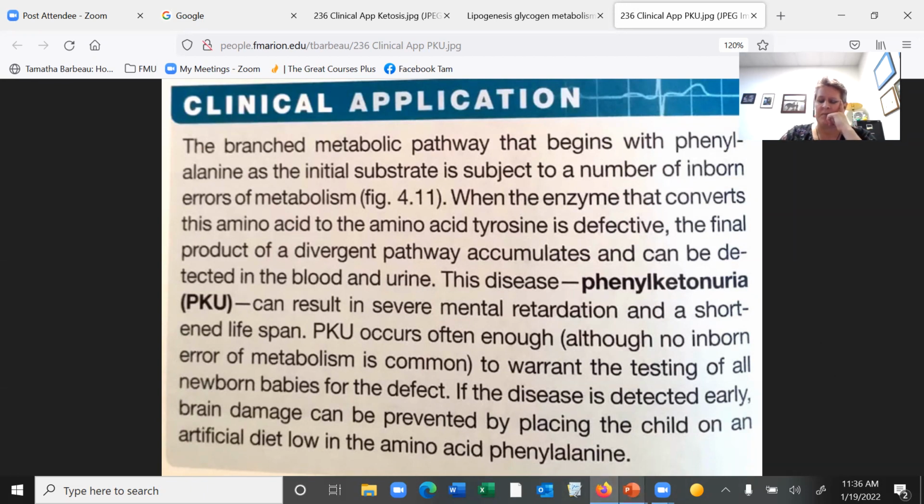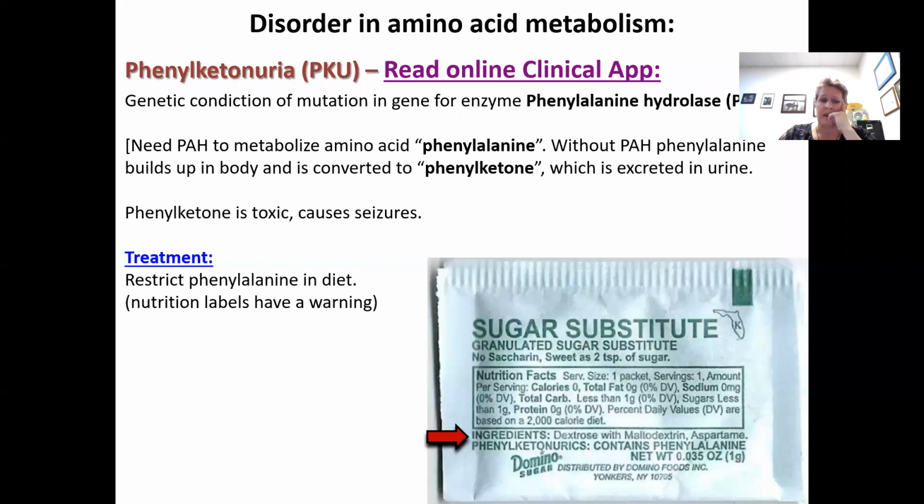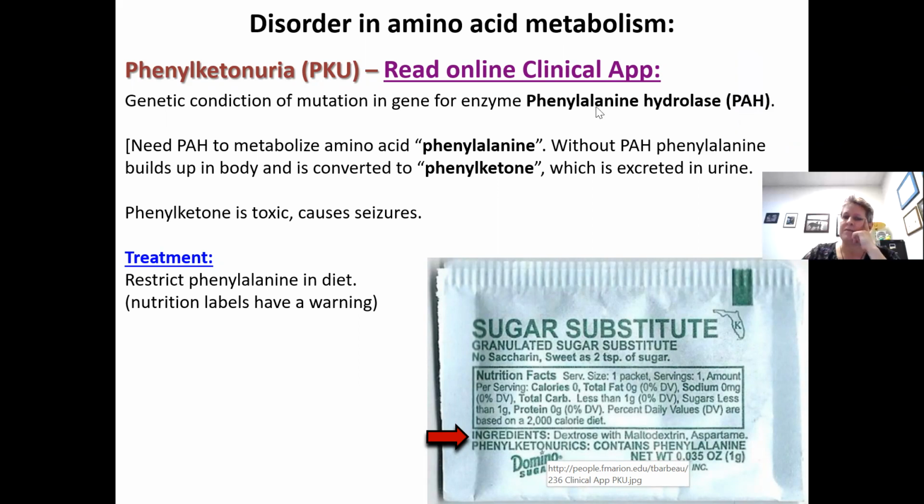All right, so people who have PKU find out early in childhood. So it's a genetic condition where there is a mutation in the enzyme phenylalanine hydroxylase. So there's the ASE, that means enzyme. Hydro means it breaks apart the amino acid phenylalanine. So if you don't have PAH, you can't metabolize phenylalanine, the amino acid. And the body will convert that amino acid into phenylketones, and that comes out in the urine. Now, the phenylketones are toxic, can cause seizures, mental retardation in children. So it's very important for people with PKU to restrict the amino acid phenylalanine in their diet.